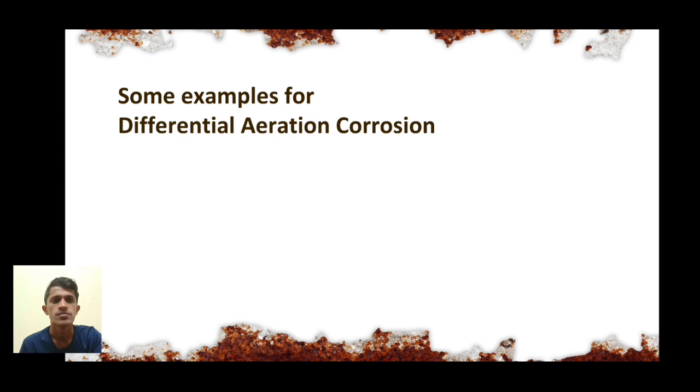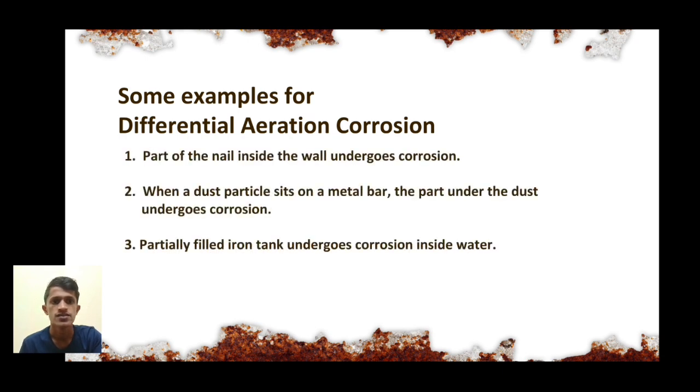Here are some examples for differential aeration corrosion. First, the part of a nail inside the wall undergoes corrosion. Second, when a dust particle sits on a metal bar, the part under the dust undergoes corrosion. Third, a partially filled iron tank undergoes corrosion inside the water.